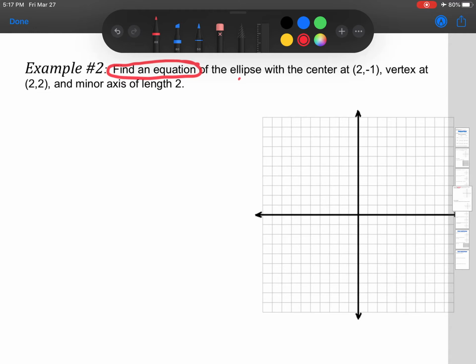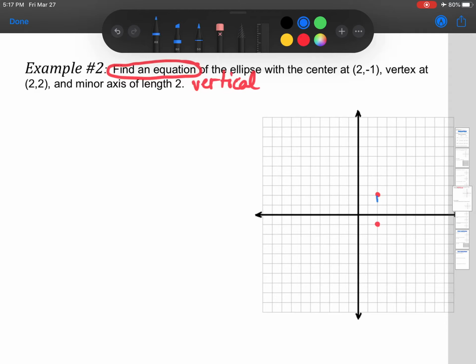So it says find an equation of an ellipse with the center at 2, -1. I'm going to start graphing it because it gives me a better idea of what I'm looking for. So 2, -1. This is my point, right? And the vertex is at 2, 2. So I'm going up. 2, 2 is here. So from the center I went up means what? It is a vertical ellipse, right?